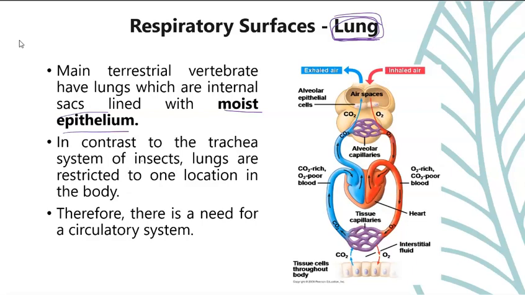So in contrast to the trachea, okay, kita dah baca. So therefore, there is a need of a circulatory system. Okay, gas exchange occurs in the lung, but to distribute the oxygen and remove carbon dioxide from all different parts of the body, your body has to also depend on the circulatory system to transport this respiratory gas throughout the body. Okay.